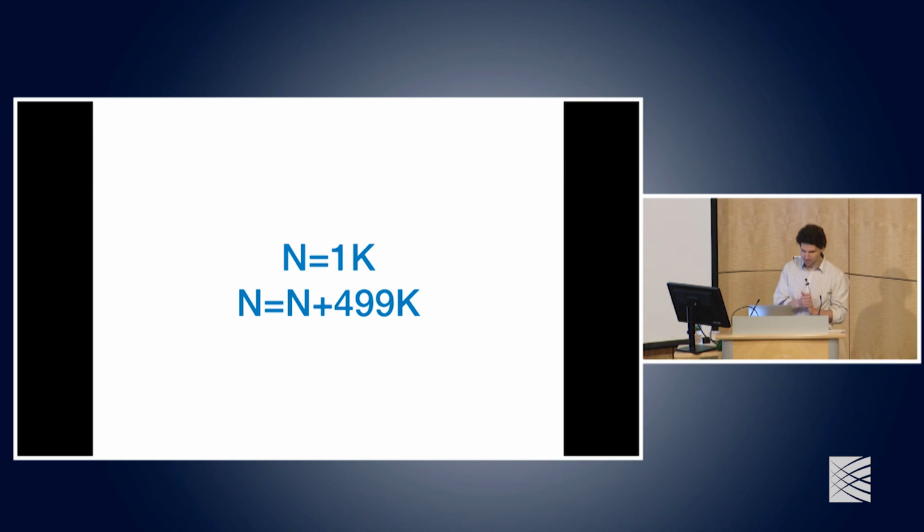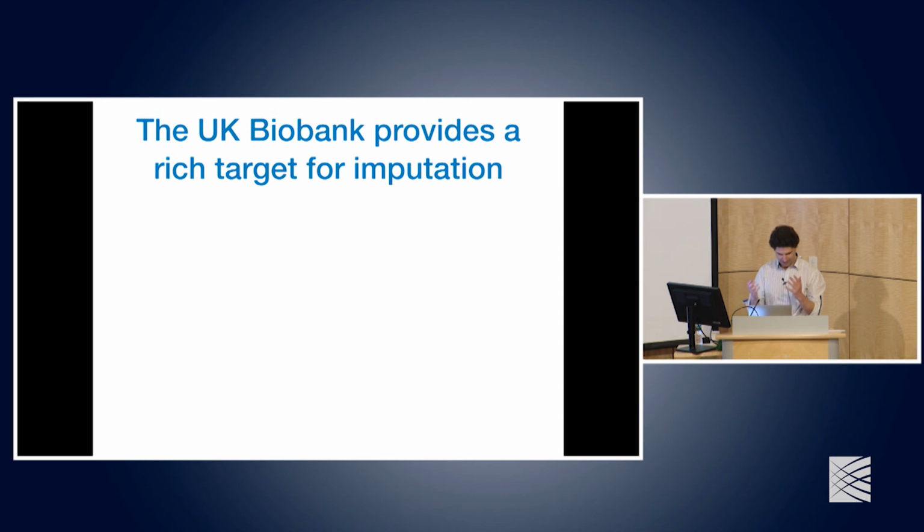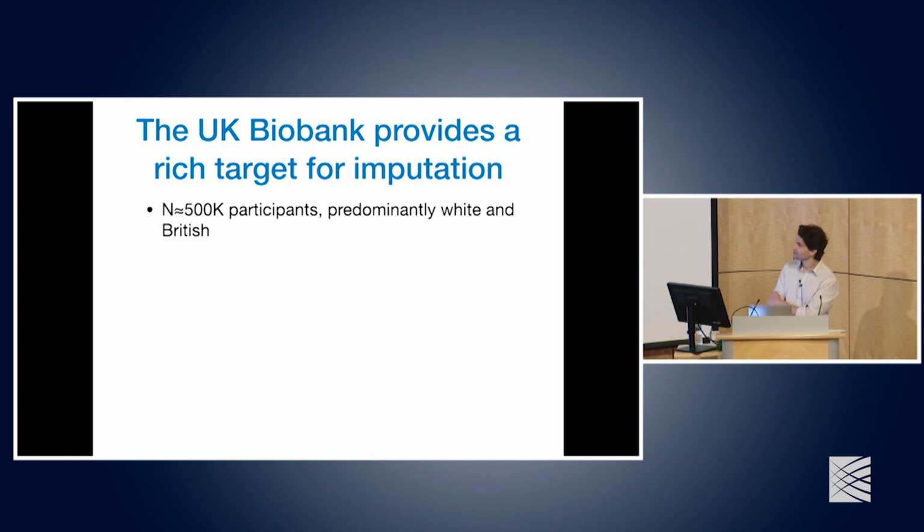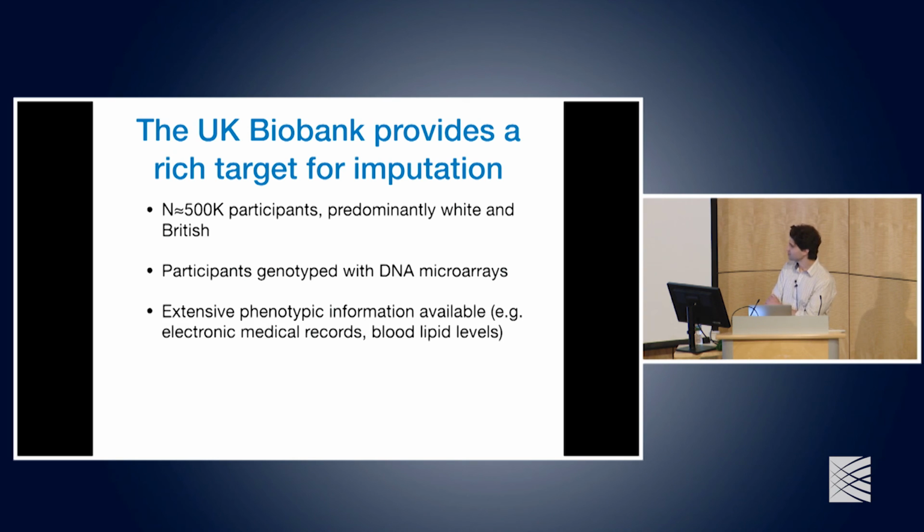Now our team is moving beyond SSC parents, which was a cohort of 1,000 individuals. And we're imputing copy numbers into the UK Biobank, a sample much larger, 500,000 individuals. So this is an exciting time for the project. This data set provides a rich target for imputation for several reasons. It's large. There are 500,000 participants, predominantly white and British. Each participant was genotyped with a DNA microarray, and there's extensive phenotypic information available for these individuals, including electronic medical records and blood lipid levels.